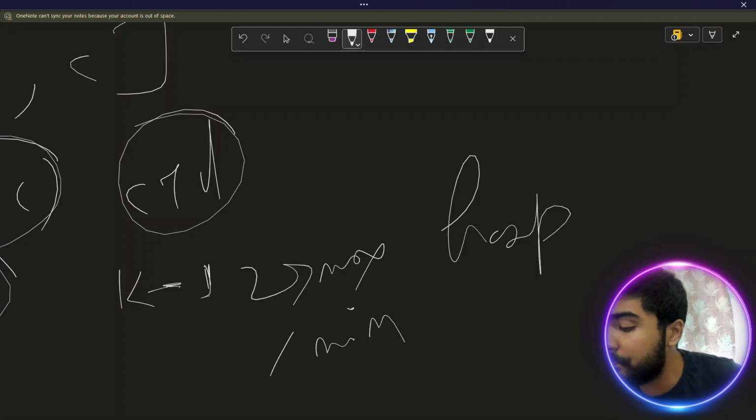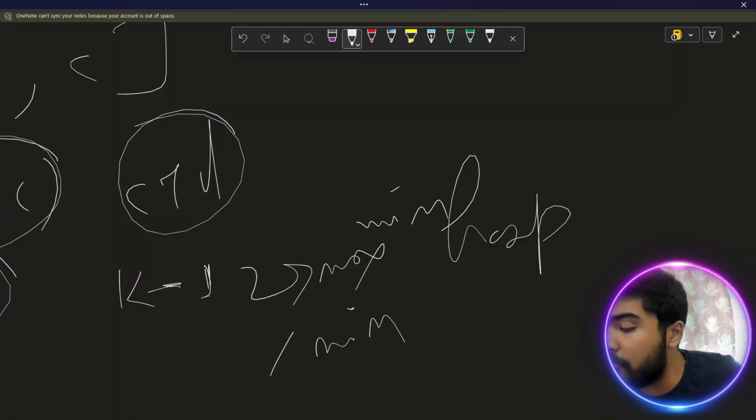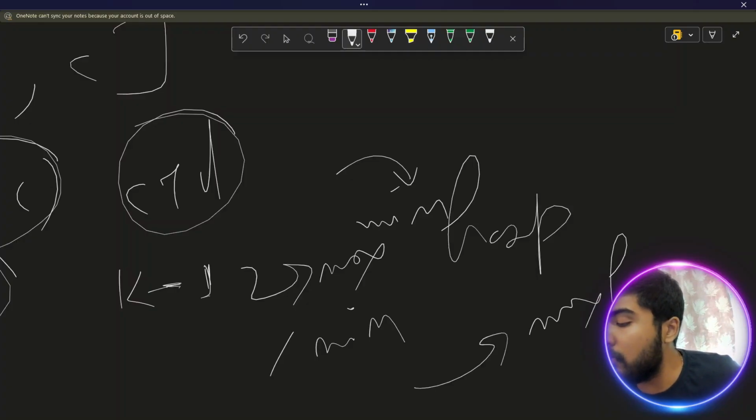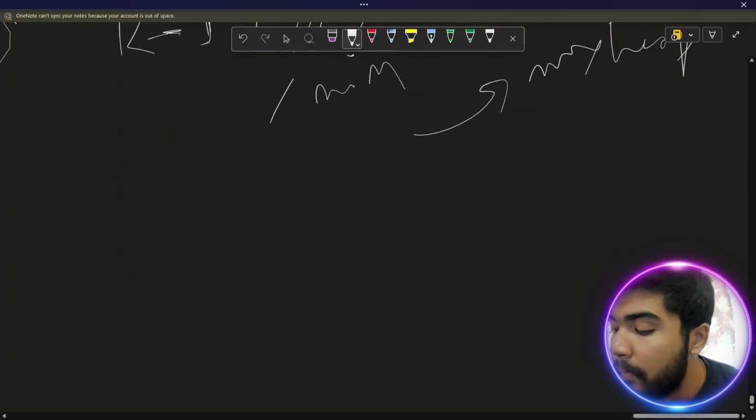So let's suppose, to choose the maximum elements, we can go for a min heap. For maximum, we need a min heap. For minimum, we need a max heap. So let's understand one, and you can understand the other vice versa. So for maximum, why can we go for a min heap?